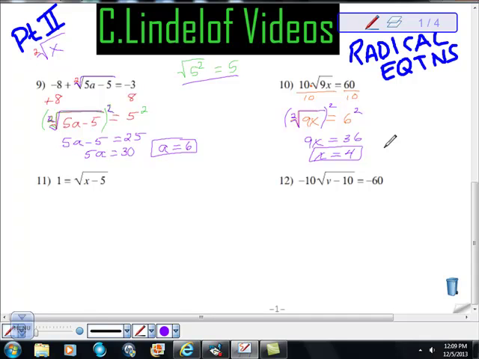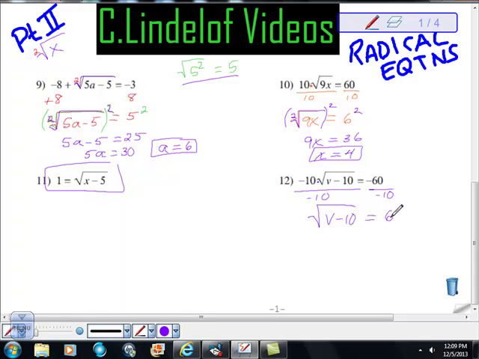All right, maybe we try one more. Can we try one more? Sure. Let's try this one. I think you can figure this one out, can't you? This one, what am I going to do? I see this is 10 times this value. I'm going to divide both sides by negative 10 and get the square root of v minus 10 is equal to, negative over negative is a positive, and 60 divided by 10 is 6, isn't it?